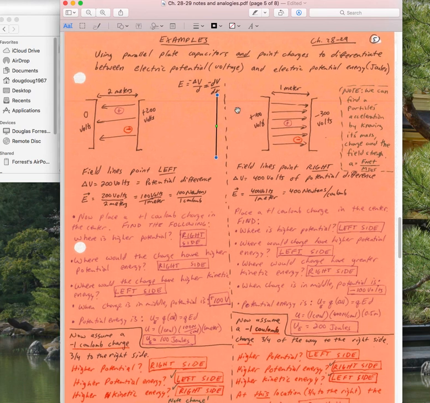When in the middle, so that's this, what's its electric potential? Well, I've got plus 100 over here, negative 300 over here. This middle spot would be negative 100 volts. So it's like it's below sea level at this point.